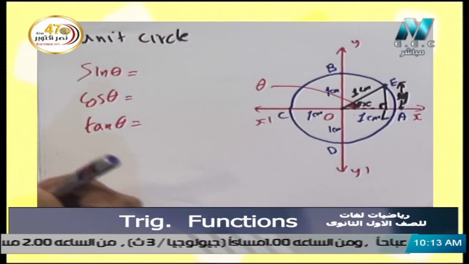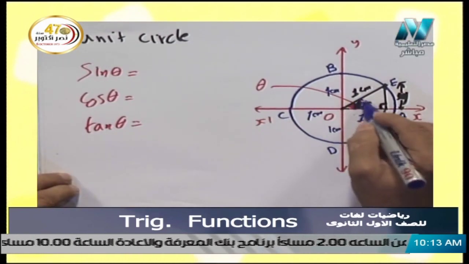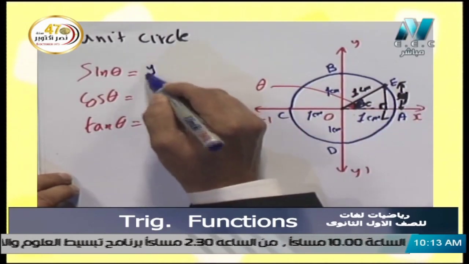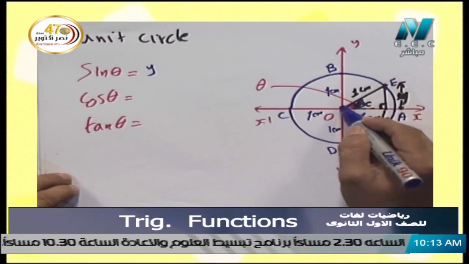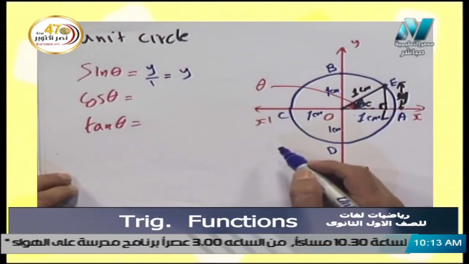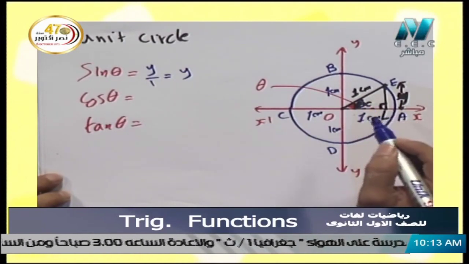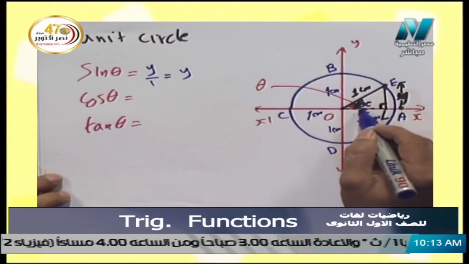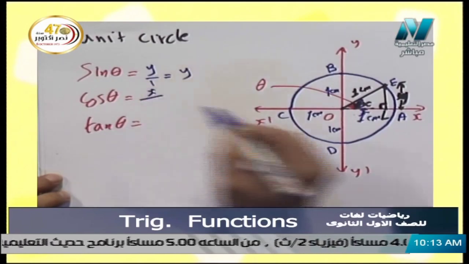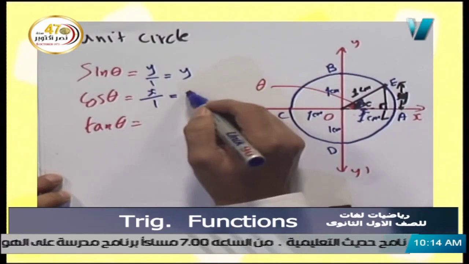What is the sine theta? We know sine of the angle theta here is opposite, which is y, over hypotenuse, which is 1. So sine theta equals 1, y. And cosine theta equals the adjacent, which is x, over hypotenuse also, which is 1. So cosine theta equals x.